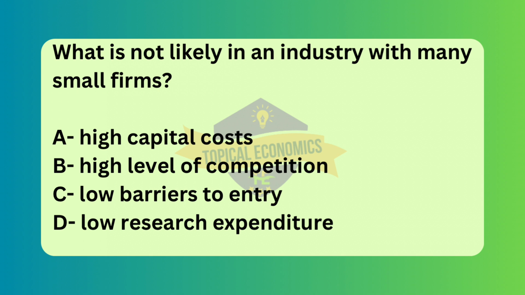Analyzing the other options. Option B, high level of competition. When there are many small firms in an industry, competition tends to be high because each firm competes for market share with others offering similar products or services. Next, option C, low barriers to entry. If there are many small firms, it usually indicates that there are low barriers to entry, meaning that new firms can enter the market without significant obstacles. Lastly, option D, low research expenditure. Small firms often have limited budgets, so their research expenditure might be lower compared to larger firms. However, this is still a common characteristic in industries with many small firms.